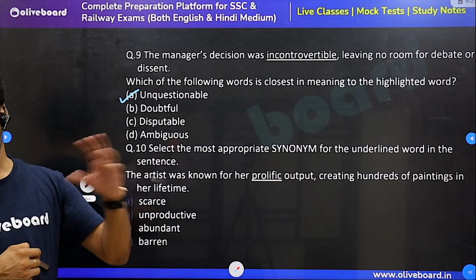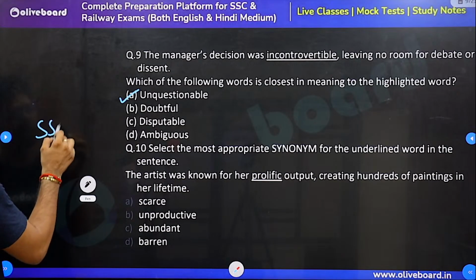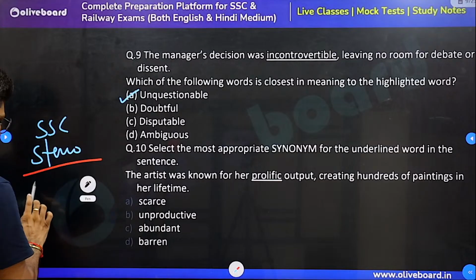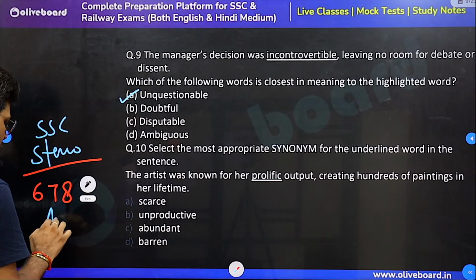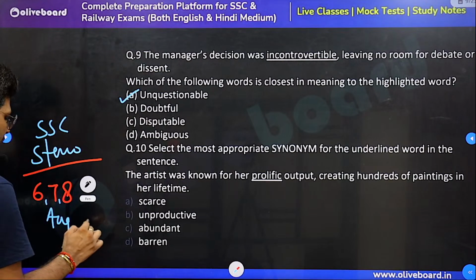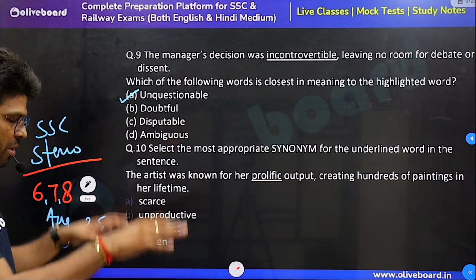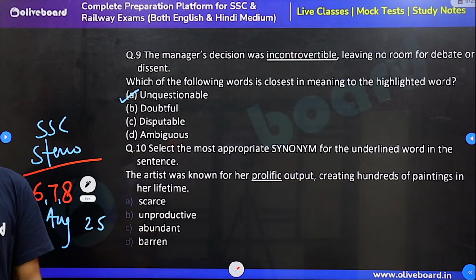We have a mixed set of questions because recently SSC conducted the SSC stenographer examination on 6th, 7th, and 8th of August 2025, and the level of English was easy there. So I have kept a mixed variation, a mixture of questions.